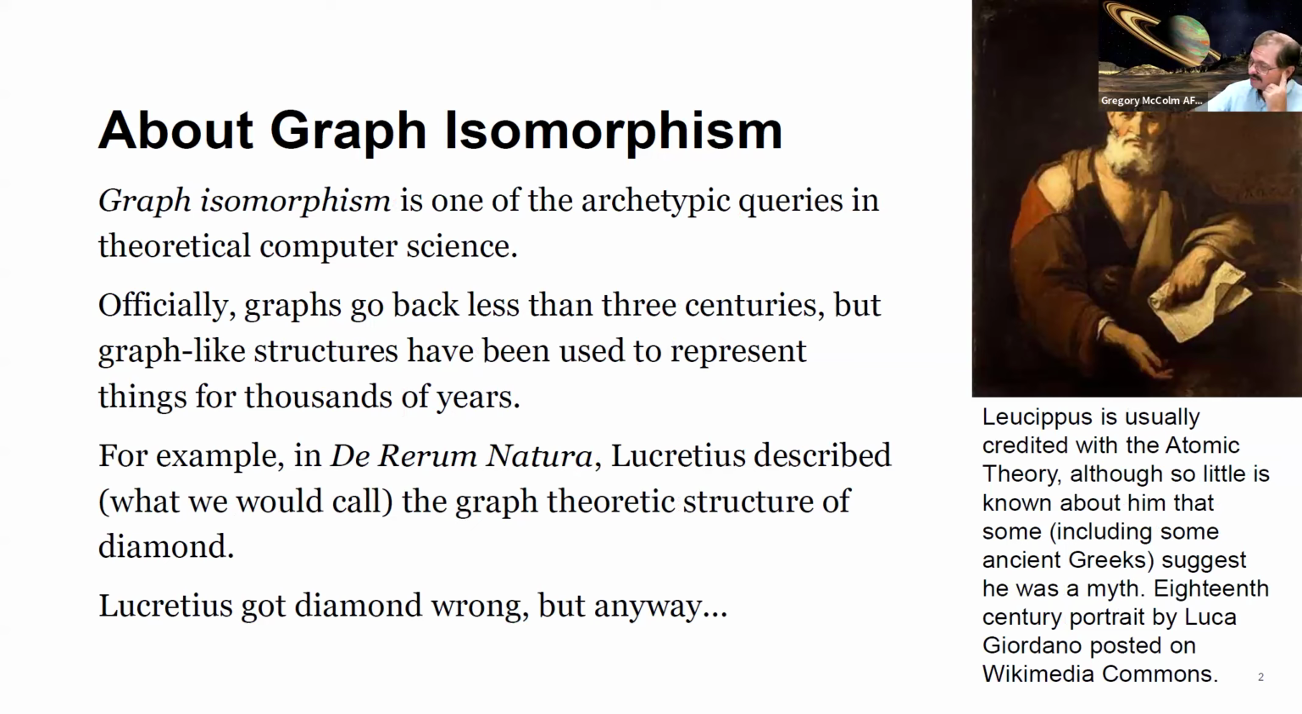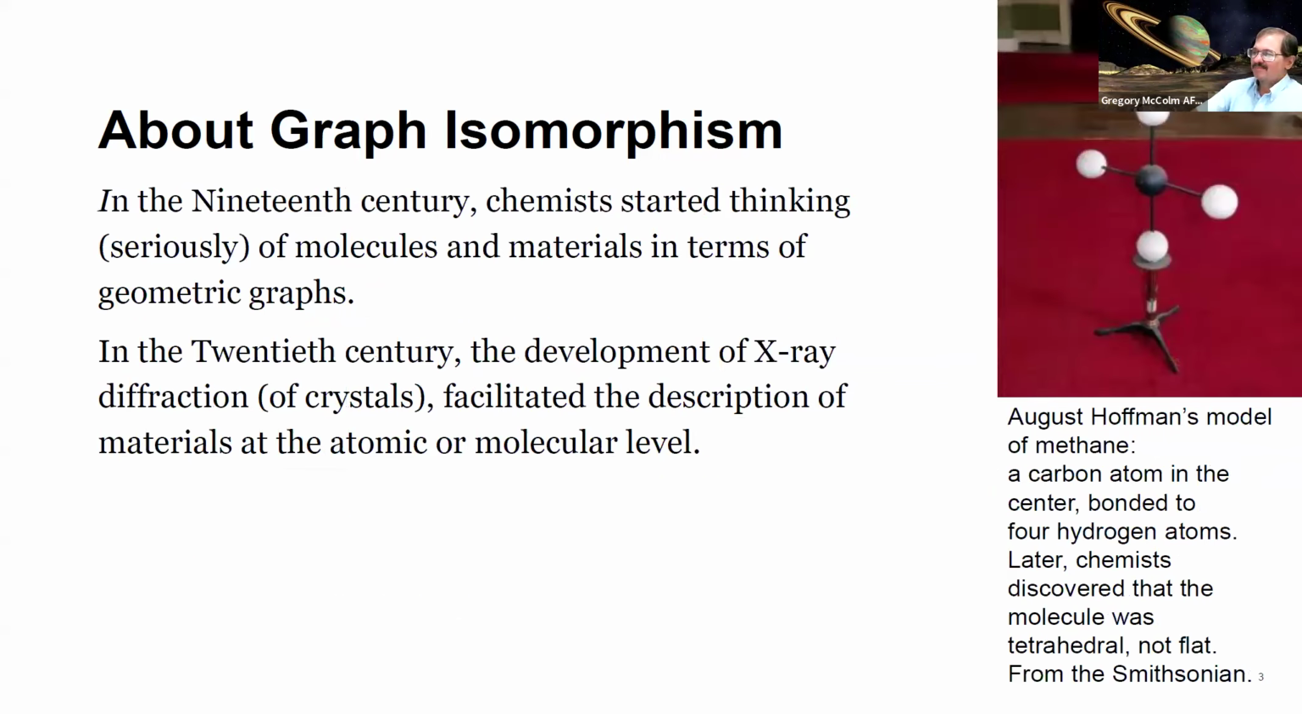Most notoriously, Lucretius described what we would call the graph theoretic structure of diamond. So people have been thinking about materials in terms of what we would call graphs for a very long time. Of course, people started thinking seriously about the structure of crystals, as opposed to Lucretius simply sitting back and fantasizing, with Kepler. But my impression is that people really started thinking about graphs and materials in the 19th century. At the upper right, you see a methane molecule in the Smithsonian. This was before people started thinking about the geometry of these things.